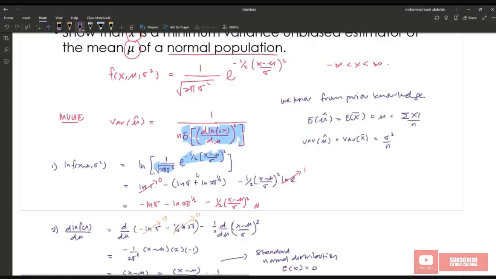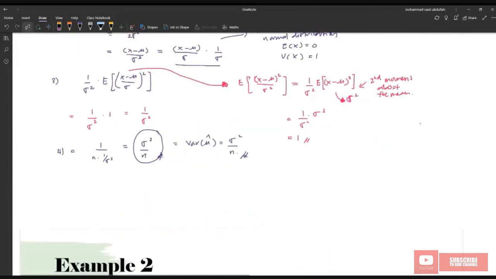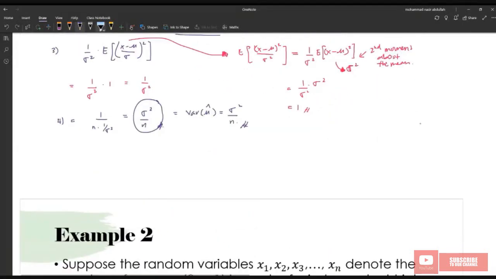Right. So from the prior knowledge, we already know that the variance of mu hat is sigma squared over n. This is from sampling distribution theorem number 1. So since the variance of mu hat is equal to sigma squared over n, and the Cramer-Rao lower bound equation is also equal to sigma squared over n, we can say that mu hat is minimum variance unbiased estimator.